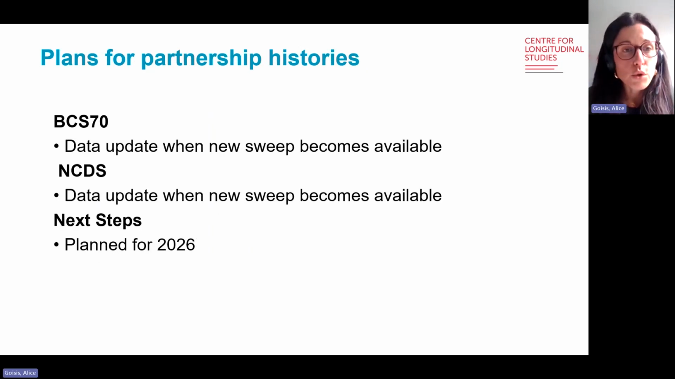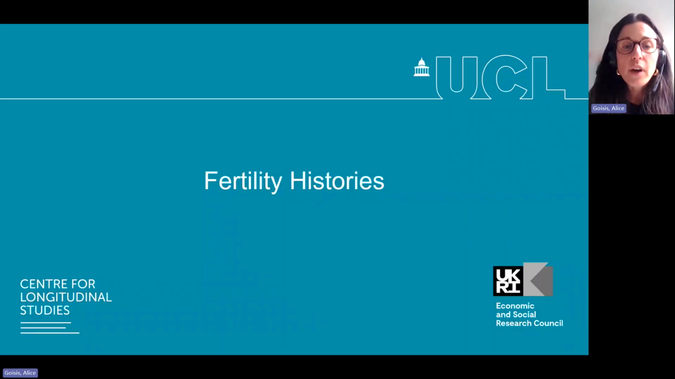So we're planning to do more work for the partnership histories. For the BCS70 and NCDS, we're planning to provide a data update when the new sweeps become available in 2025, so age 51 for the 1970 cohort and age 62 for NCDS. And we are also planning to produce a similar data set for Next Steps in 2025-2026.